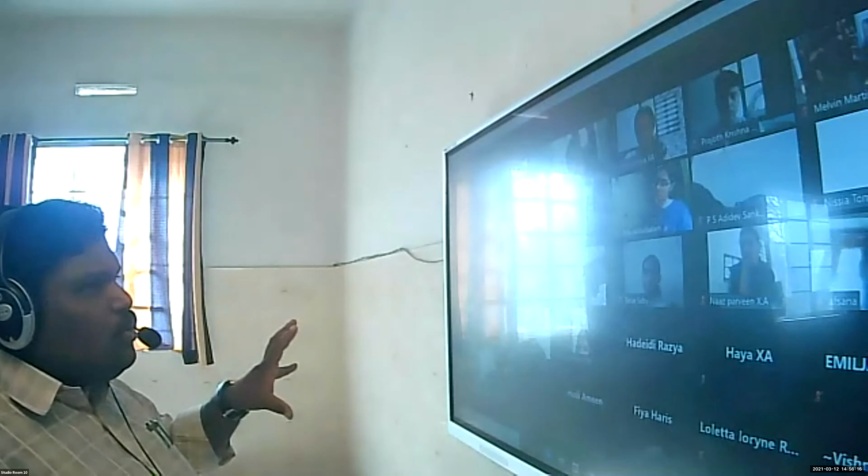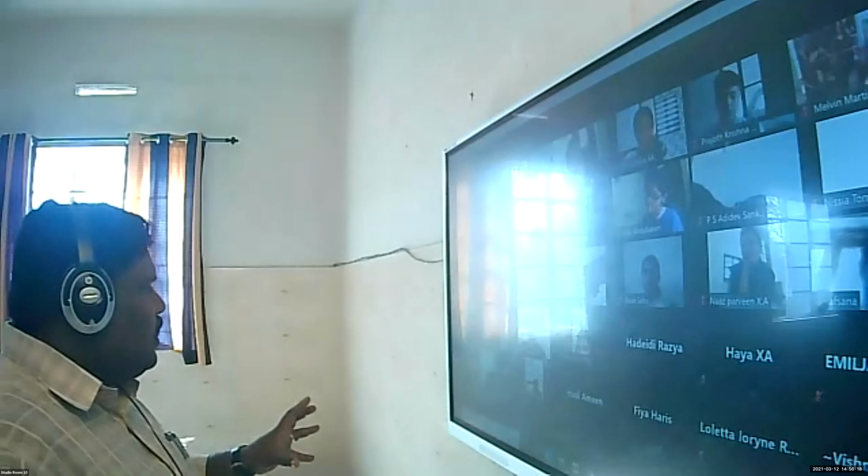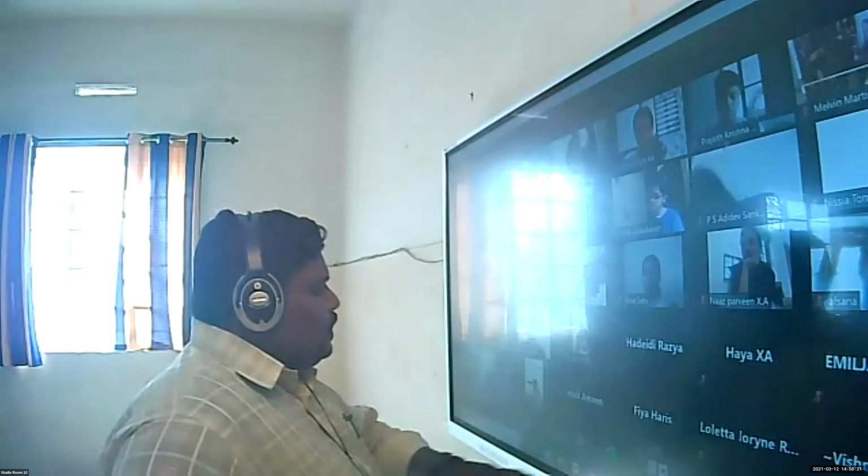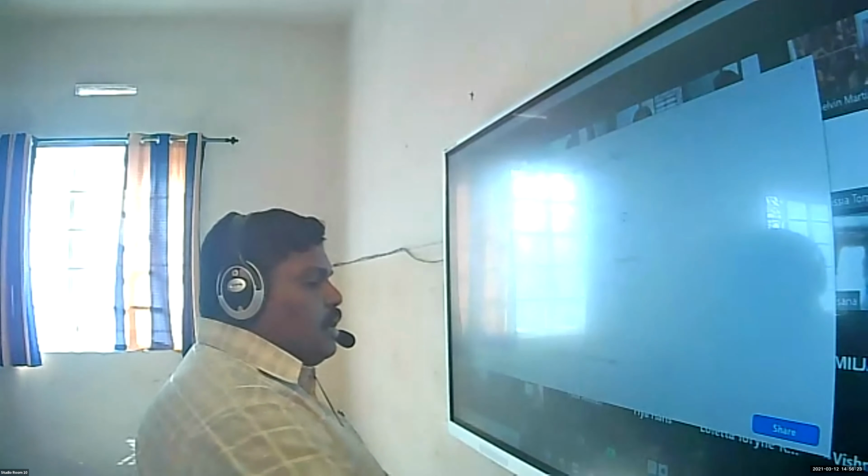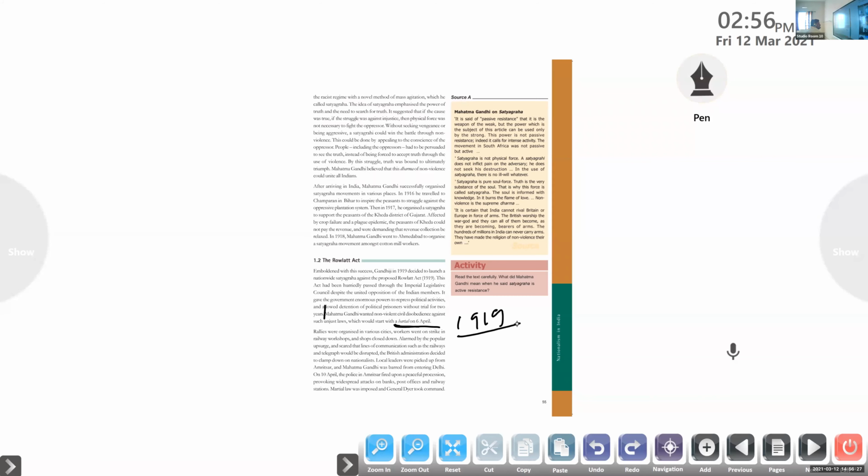But this was introduced by Mahatma Gandhi not for enjoying, but to show our protest. So what happened in India? Gandhiji announced the hartal on 6th April. Rallies were organized in various cities. This is how Indians reacted against the Rowlatt Act. You know what rallies are, processions, right? Workers went on strike in the railway workshops, and shops were closed.